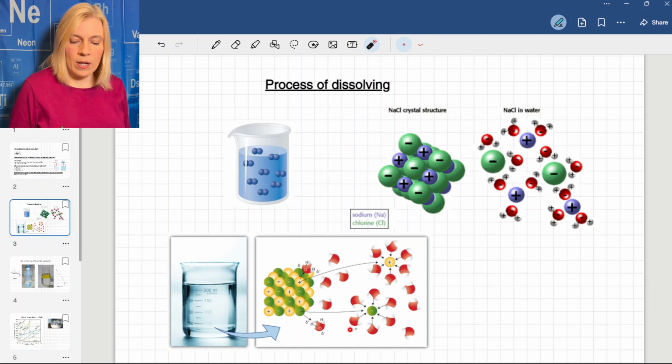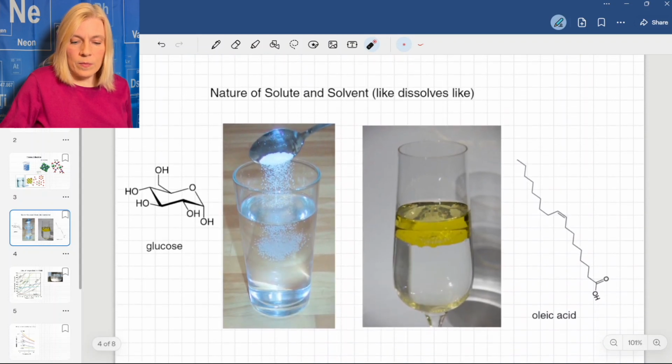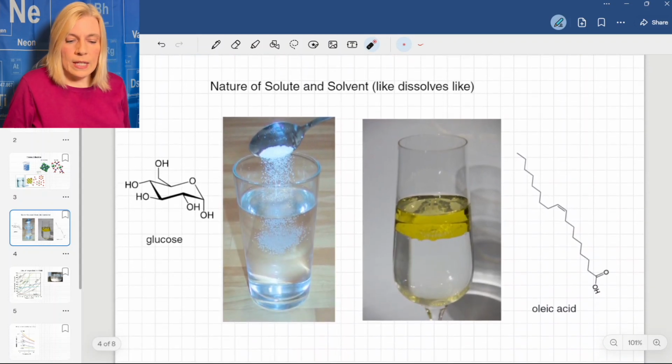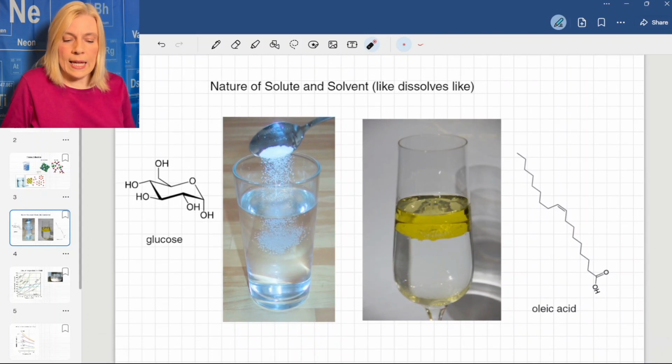And here is a better picture of ionic substance breaking apart, splitting apart, dissociating, and swimming between water molecules. Well, the big thing that affects whether something will dissolve is the nature of solute and solvent. And an easy way to remember it is that like dissolves like.